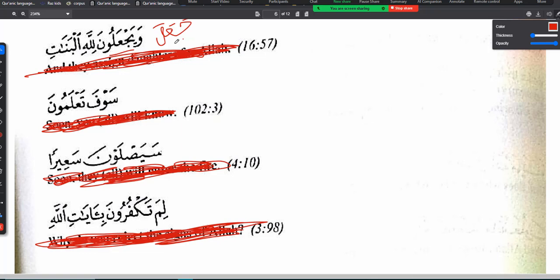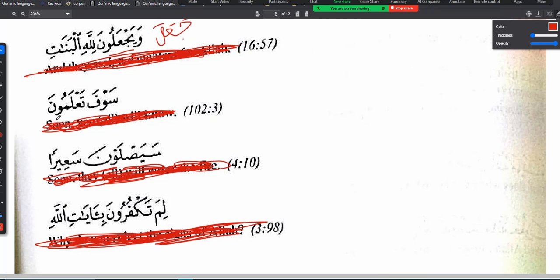They do not make. Why are you saying it in the negative sense? Why did you say that? And they all will make, sister. Okay, they make. Lillahi, for Allah. Al-banat, the daughters. Very good. So, and they assign daughters for Allah. That is the meaning. And wayaj'aluna, they make for Allah the daughters. Like that. So, they assign daughters for Allah.